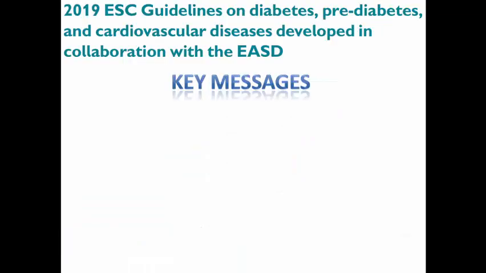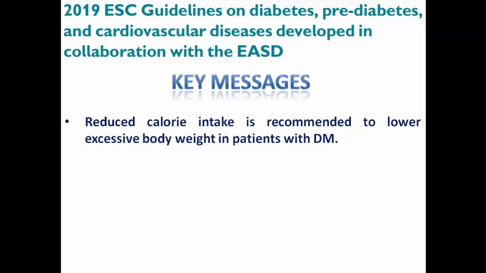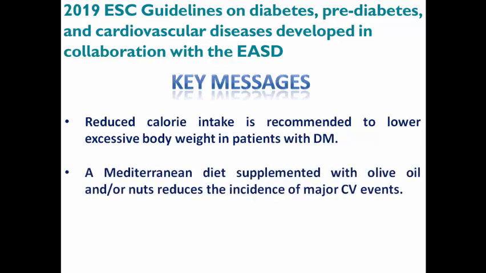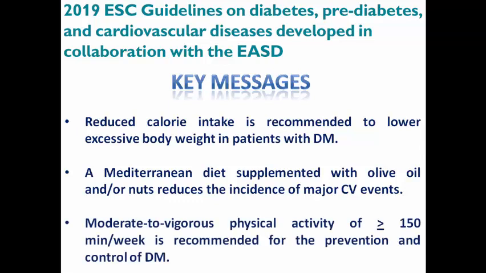So the key message of 2019 guidelines is that reduced calorie intake is recommended to reduce the excessive body weight in diabetics. Mediterranean diet supplemented with olive oil or nuts can reduce the incidence of major cardiovascular events, and moderate to vigorous exercise more than 150 minutes per week is recommended for the prevention and control of diabetes.